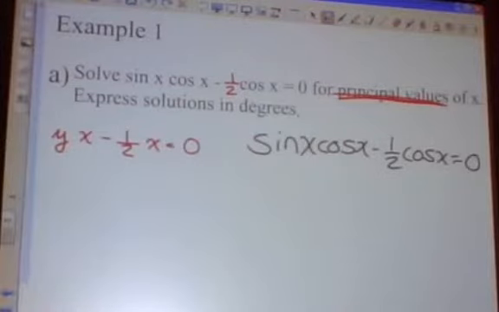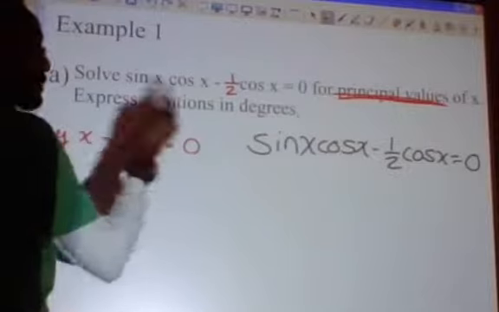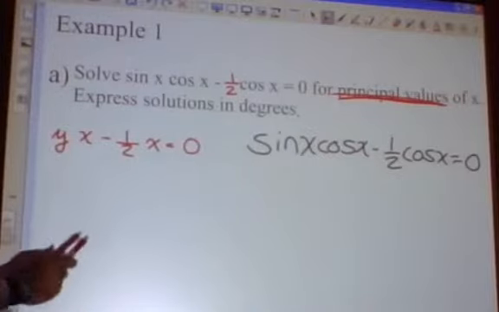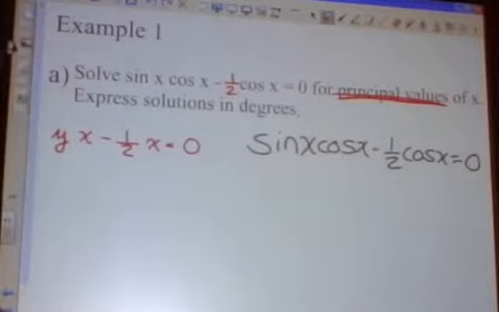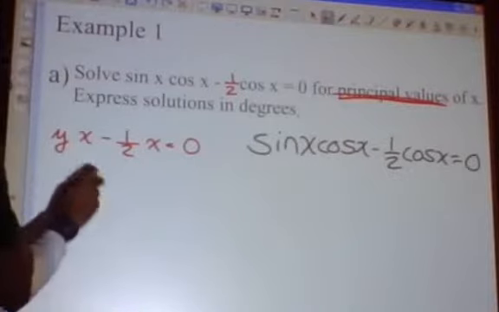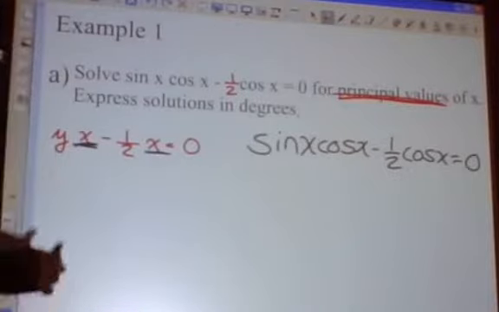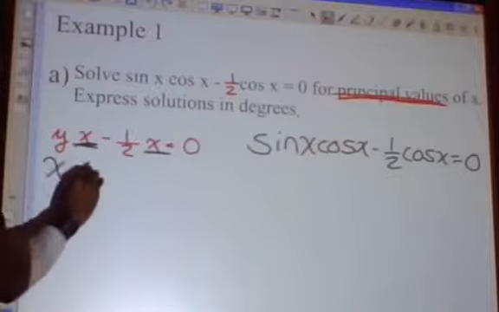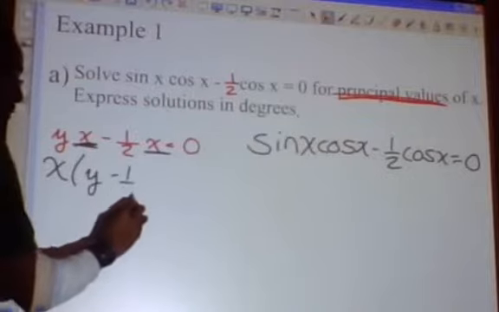So we can say y is like cosine x. We can say y is like sine x and x is like cosine x. And so we substitute those in there and look at how we solve this algebraic expression and get it by itself. So the first thing is, okay, we look at it. We have x's in common here. Those are two things that they have in common. So we're going to pull out what they have in common there, which is our x. So we pull that out. We have y minus 1/2.